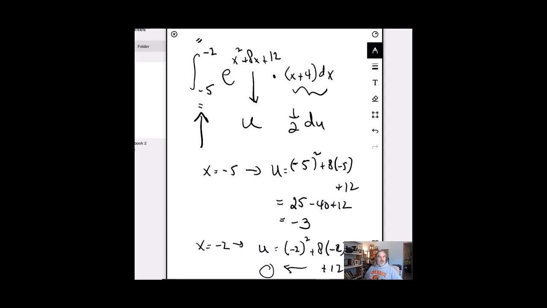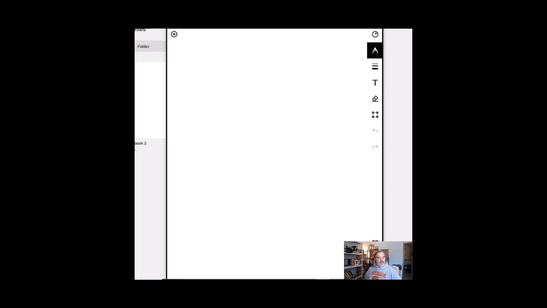So I'm going to flip the page digitally. Let's remember, this lower integral bound is now going to be -3. This upper bound is going to be 0. This mess is going to be e to the u, and then this is just 1/2 du. So we'll have integral from -3 to 0. Was it -3 or -2? I've already forgotten. -3. Okay, good. And then e to the u times 1/2 du.